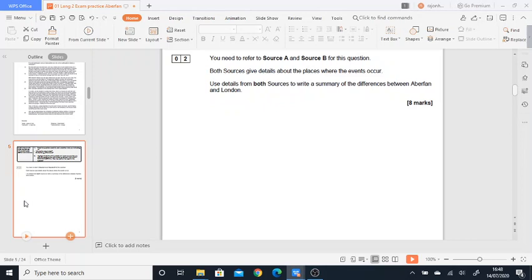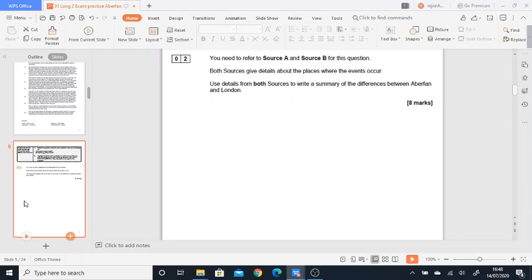So the important thing is about looking at what the focus is of the question. What are you going to have to compare? Okay, it's the places, the locations, not about maybe the disaster or anything else, about the places. What do we learn about them? And it says use details from both sources to write a summary of the differences between Aberfan and London. So here you need to use details, which is of course examples, which are information from both texts that we can pick out, and we need to write a summary.